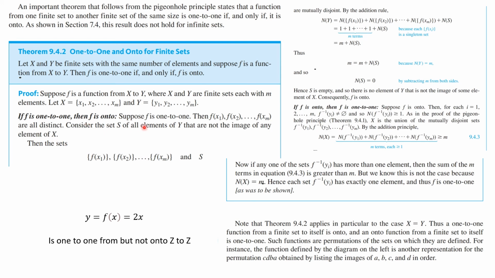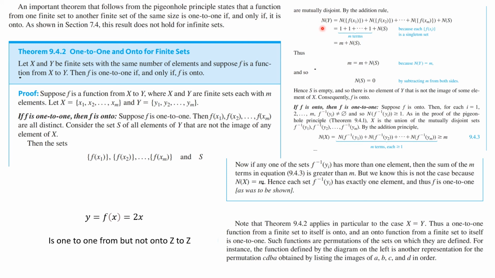So if f is 1 to 1, we have to show that it is onto. We start with the if part. Suppose f is 1 to 1. Then f of x1, f of x2, all the way down to f of xm are all distinct. That's what 1 to 1 means. Consider the set S of all elements of Y that are not the image of any element of X. Then the sets {f(x1)}, {f(x2)}, all the way up to {f(xm)}, and S are mutually disjoint.